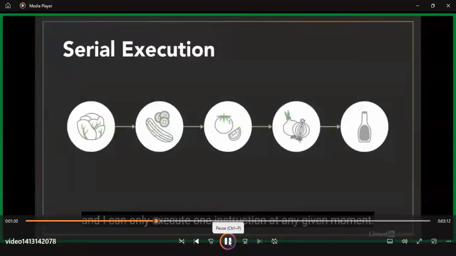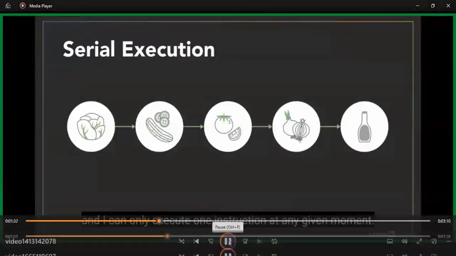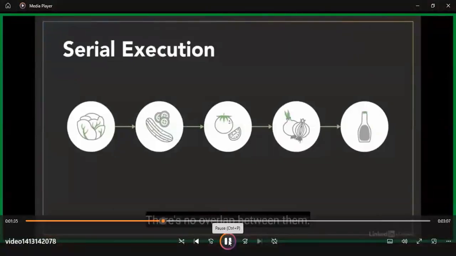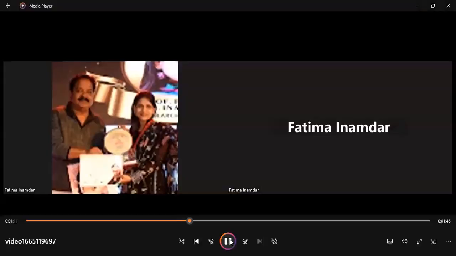Afterwards, I will slice the cucumber and add it. Next, I will slice the tomatoes. Then we require the onions also, and finally I add the dressing. So as a single cook, that means as a single instructor in the kitchen, I am a single processor, and I'm executing that task.